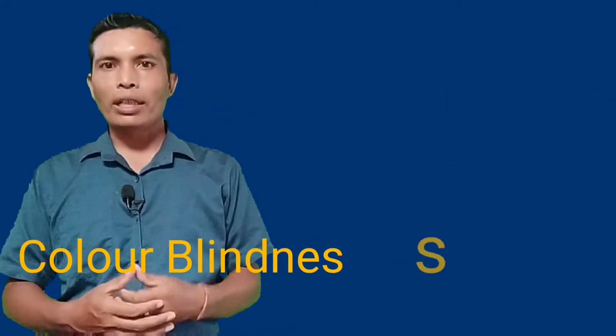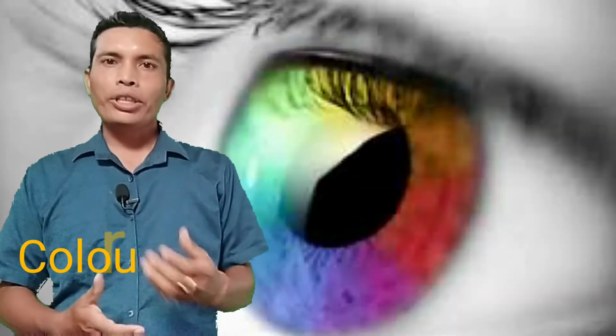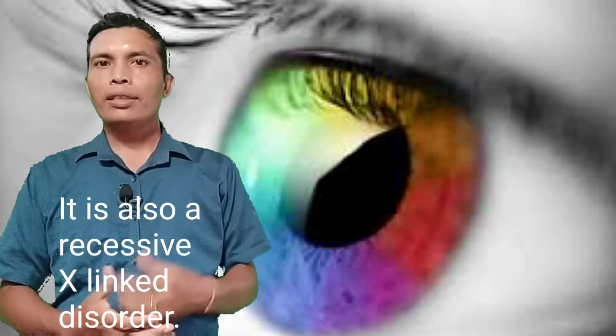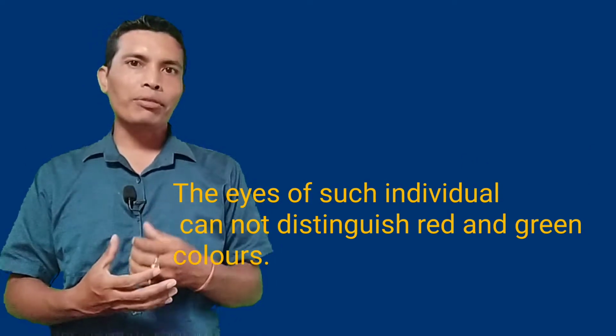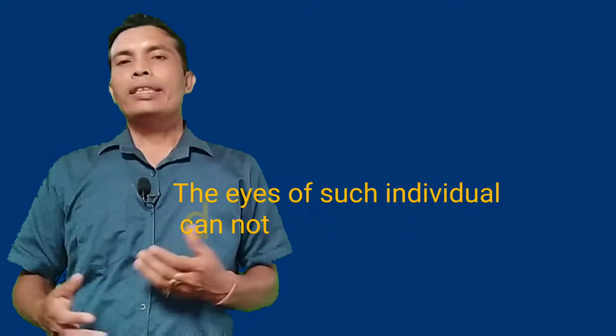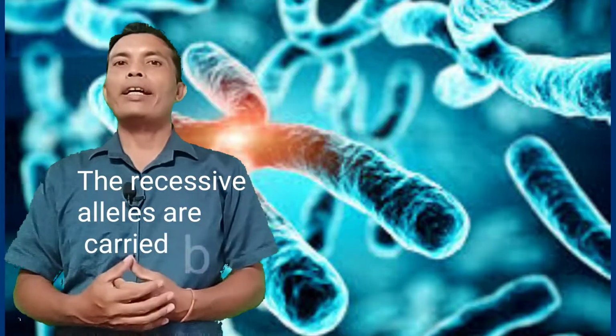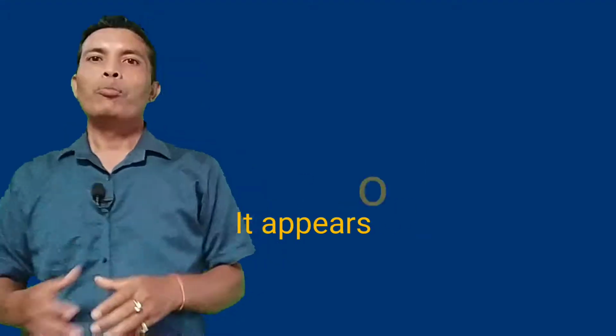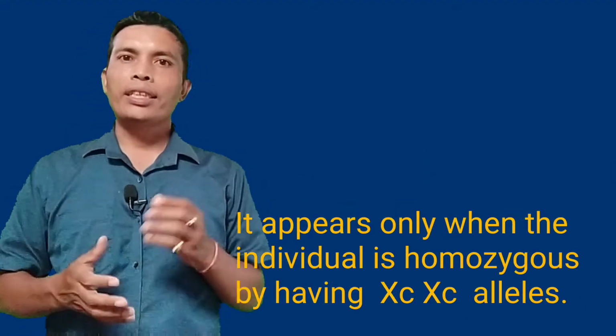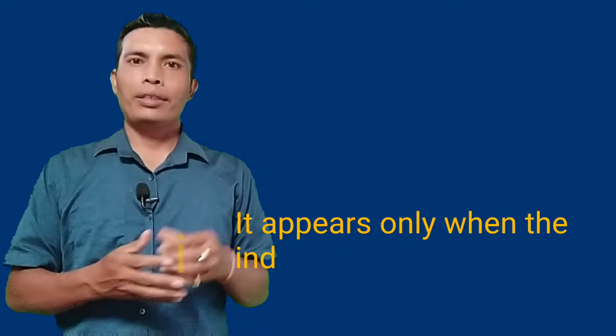Next, let us learn about color blindness, which is also a recessive sex-linked disorder. It is a recessive X-linked trait in which the eyes of the individual fail to distinguish the red and green colors. The recessive alleles are carried by X chromosomes. In females, it appears only when both the X chromosomes carry the gene X^c.